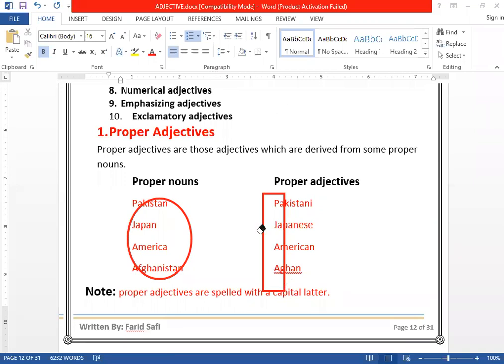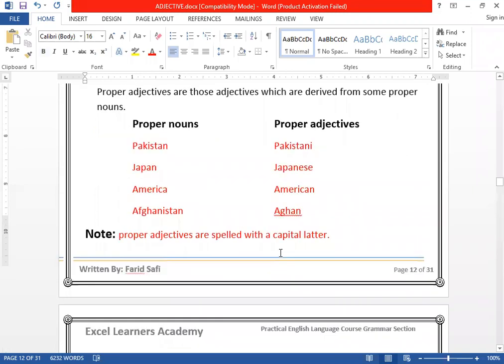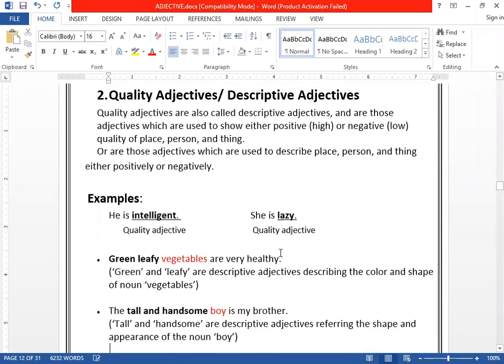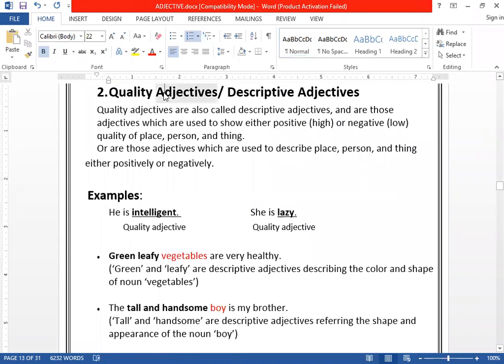Now we want to move towards the second type of adjective. Let's move towards that. The second type of adjective is called quality adjective, or we call it descriptive adjective. Either you can call it quality adjective, or you can call it descriptive adjective. Now we want to define it: quality adjectives are those adjectives which are used to show either positive quality, positive meaning high quality, or negative, low quality of a noun. Clear? Noun means place, person, or thing.